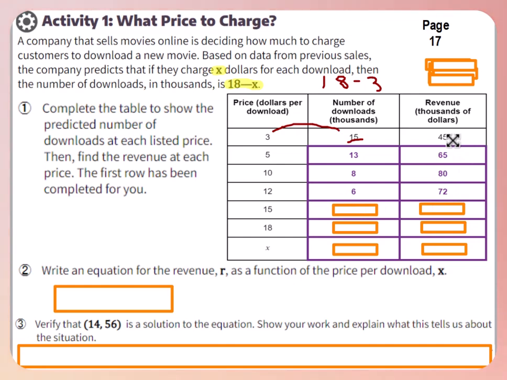Now look at what's happening. We started at 45,000, went up to 65,000, 80,000. Now we're going back down. What do you think is going to happen here? I predict that it's going to go down. Let's see if that's actually what's going to happen. Replace the x with 15. 18 minus 15 is 3. 3 times 15 is 45. It did go down. One more. 18 minus 18 is 0. And 0 times 18 is 0.